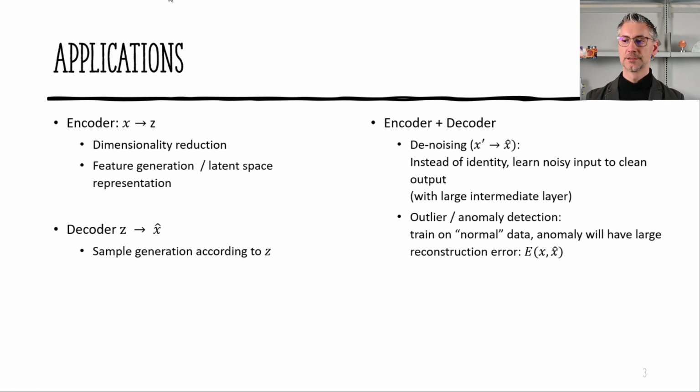We can also use this for outlier or anomaly detection. We train on normal data, and then the anomaly in these data will have a large reconstruction error. For example, when we assemble components, we can use this for assembly verification by comparing what the expected identity would look like and what the actual object we have assembled looked like. And if the reconstruction error is very large, that is a good indication if we have not assembled everything correctly.